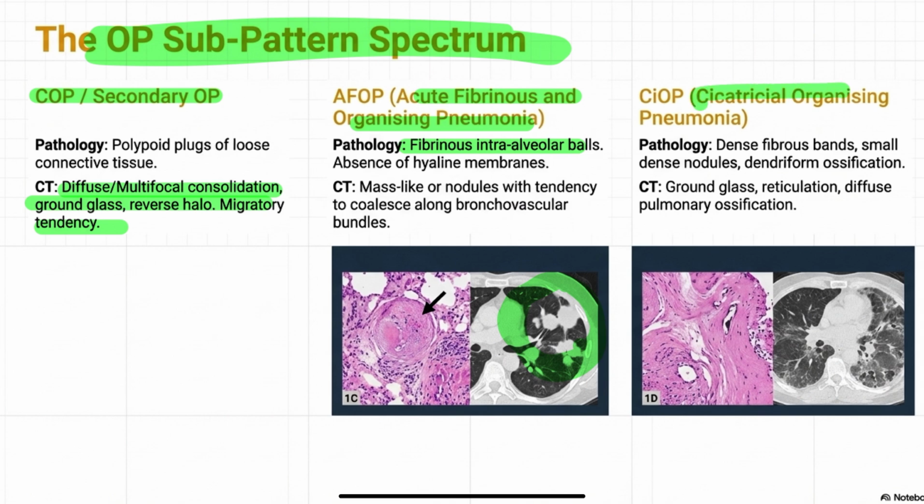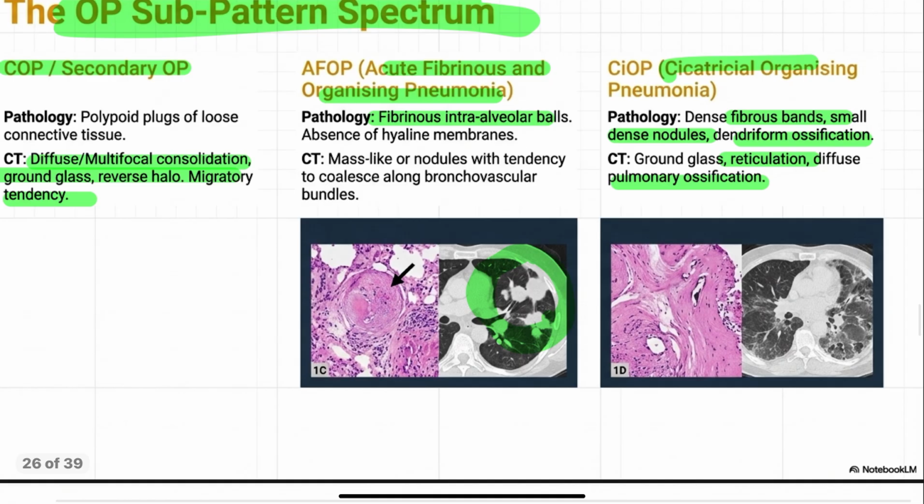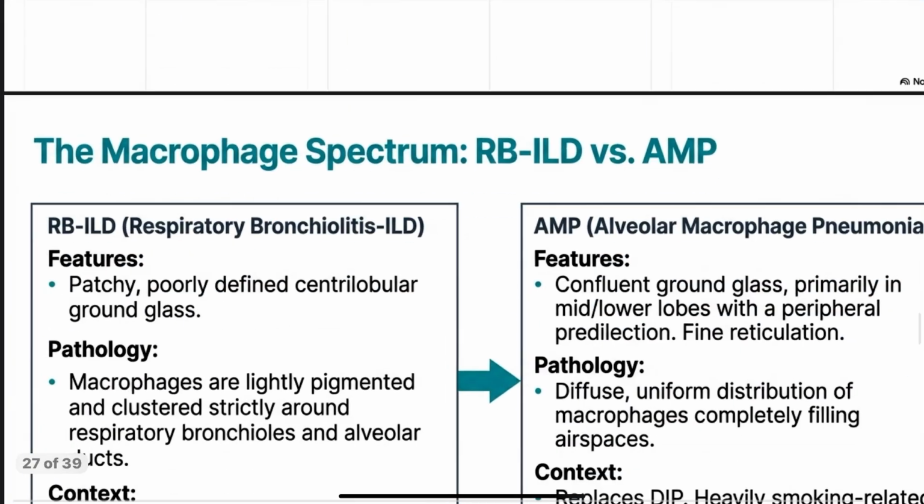Cicatricial organizing pneumonia are the ones that became fibrotic, with fibrous bands and small dense nodules, dendriform ossification. Here they have reticulation in situ, and pulmonary ossifications are also seen. So calcifications are also noted in this case. So this is cicatricial organizing pneumonia and acute fibrinous organizing pneumonia, the new things added.